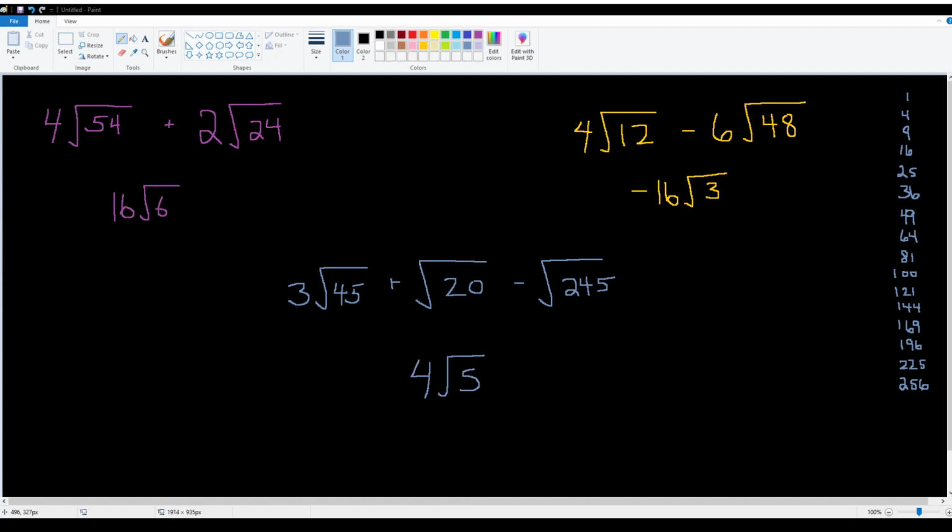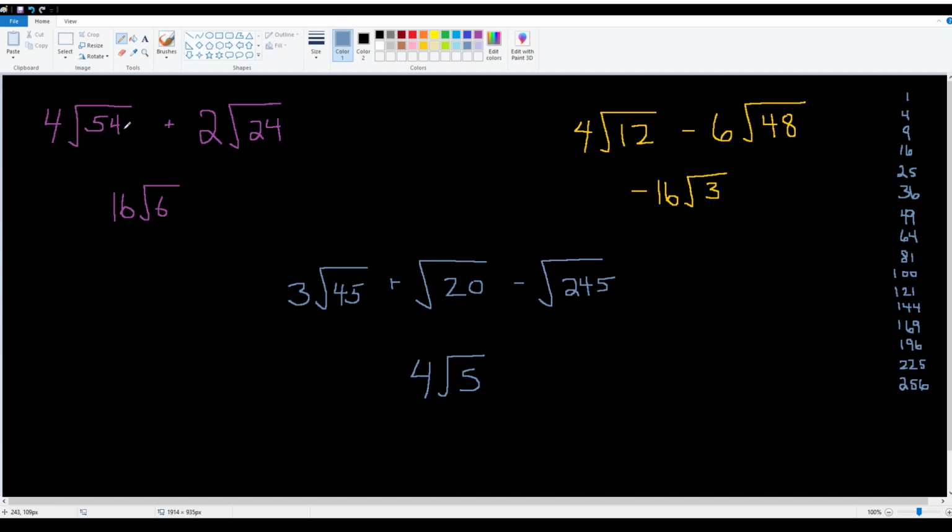So as we see here, we have our answers. For the first one, we would get 16 square root of 6. For this one here, we would have -16 square root of 3. And for the last one, we would have 4 square root of 5. Hopefully you got those. If not, go back, check to see if maybe you didn't simplify these correctly.